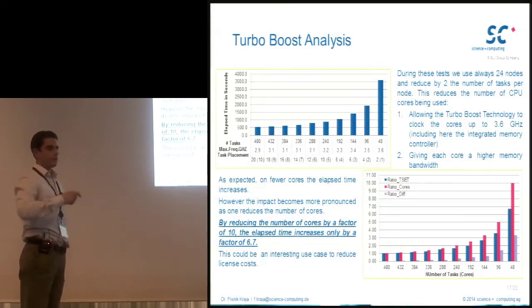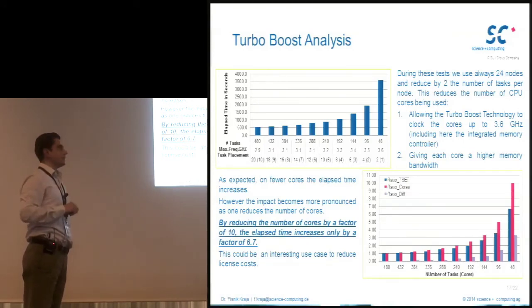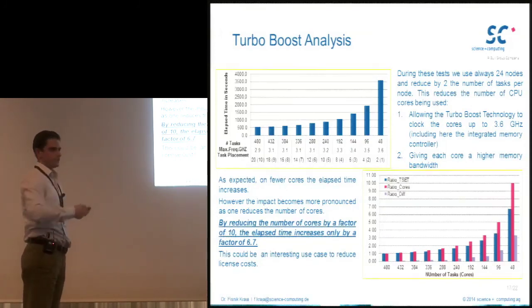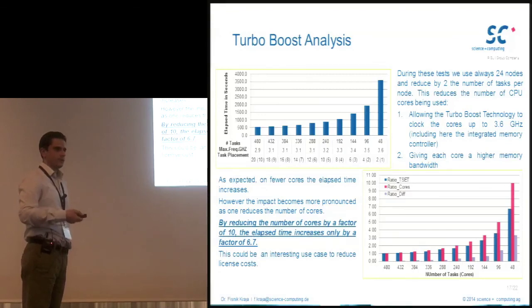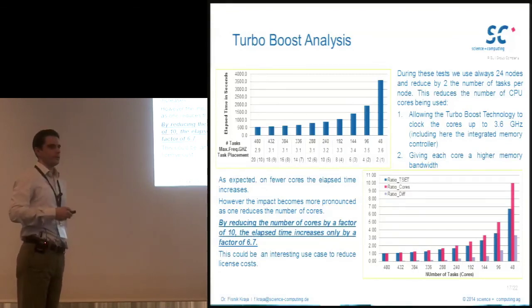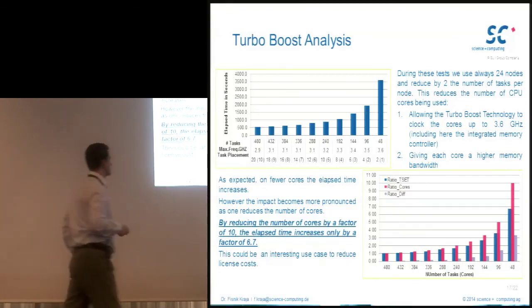But we have also other effects, and probably this application is also profiting from a lot of features, because it's also using the cache that we are giving to each task. So you give more level 3 cache, and you give also more memory bandwidth, and it's not only because of the CPU frequency.